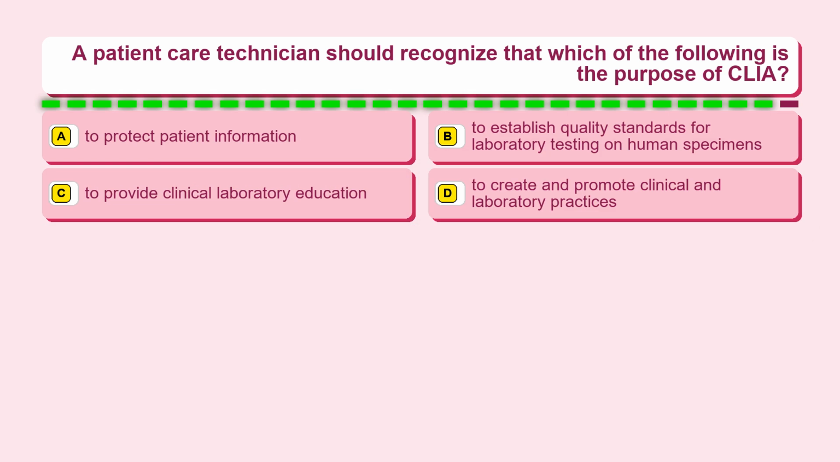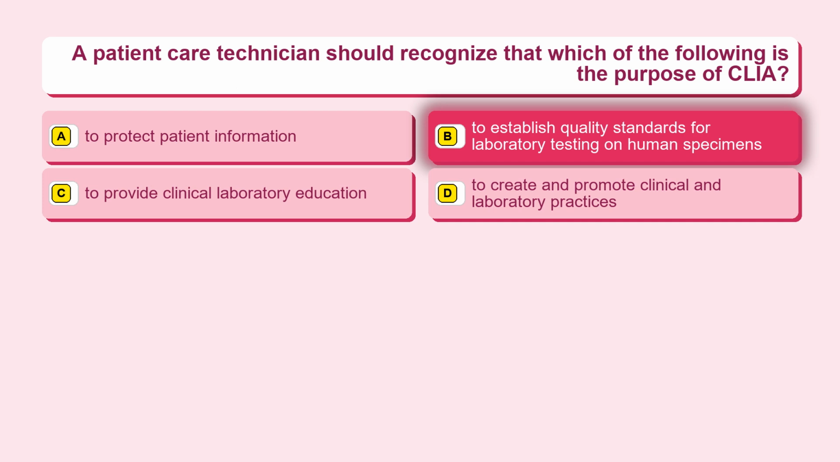Question 53. A patient care technician should recognize that which of the following is the purpose of CLIA? Option A, to protect patient information. Option B, to establish quality standards for laboratory testing on human specimens. Option C, to provide clinical laboratory education. Option D, to create and promote clinical and laboratory practices.